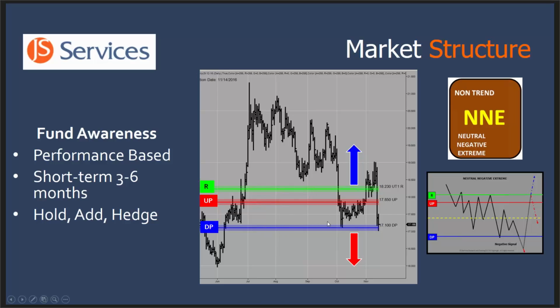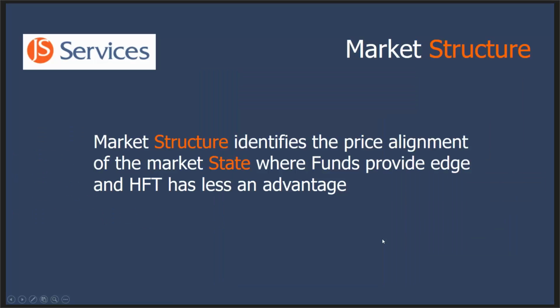And all the points in the middle is where the high-frequency guys are. All the predatory algos live in here, and they look to pick off technical day traders. The funds come in at structure points because they want to know: this market's in this neutral negative extreme, it's pressing the extreme. Is it going to transition into more of a negative trend state, or are we just going to bounce back into neutral? And do they need to hedge here? So market structure identifies the price alignment of the market state where funds provide edge and high-frequency predatory algos have less of an advantage.